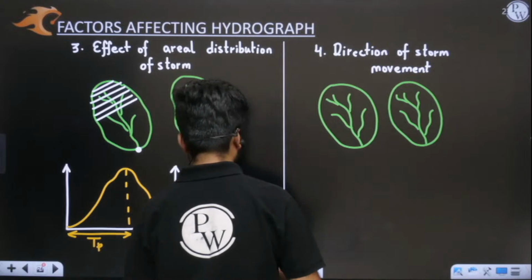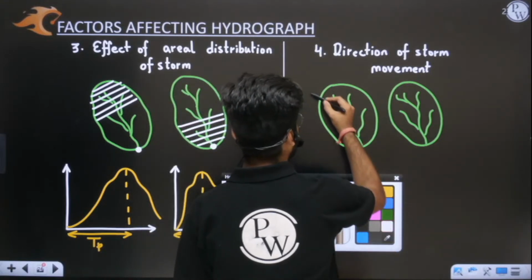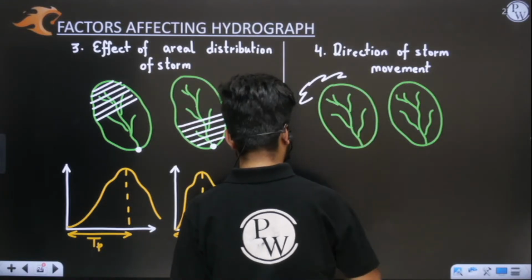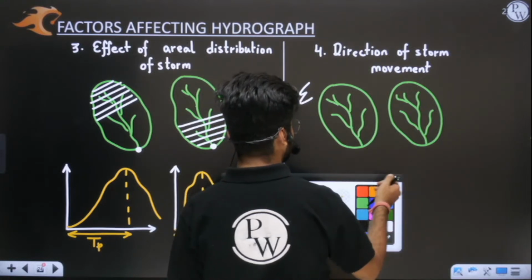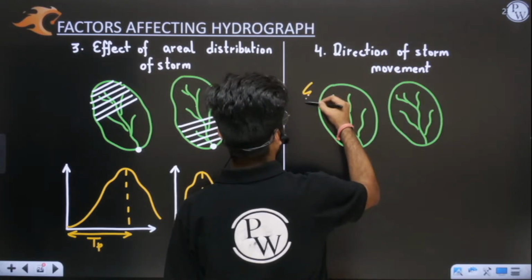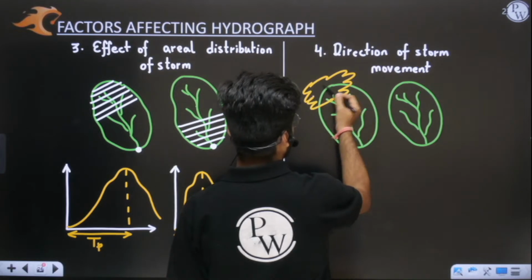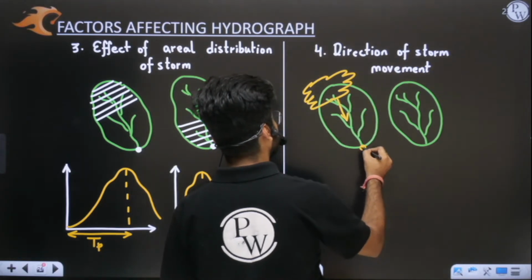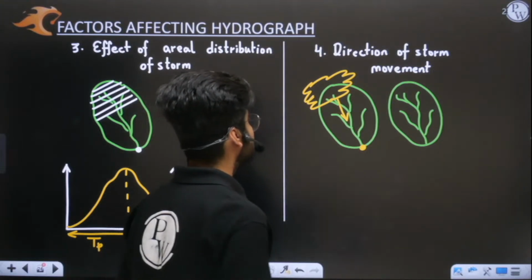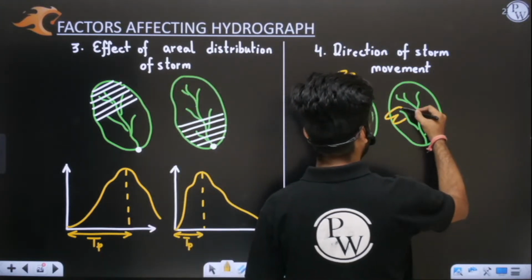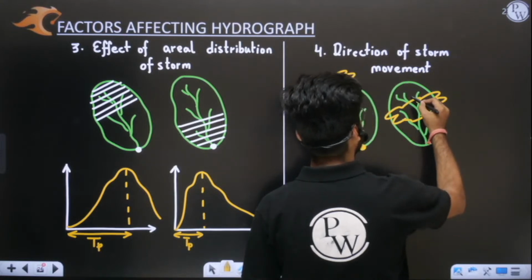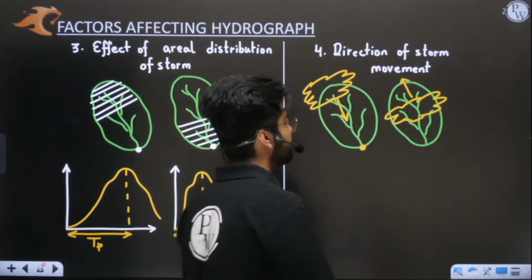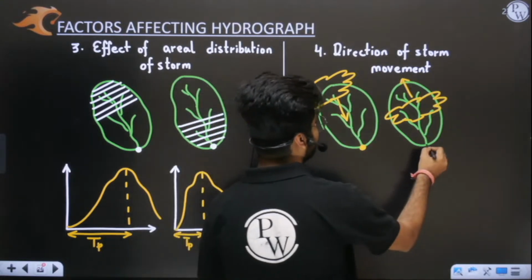But now what is happening, sir? We have a cloud. Okay, I will draw it with a different color. We have a cloud which is moving towards the outlet, and here we have a cloud which is moving away from the outlet.